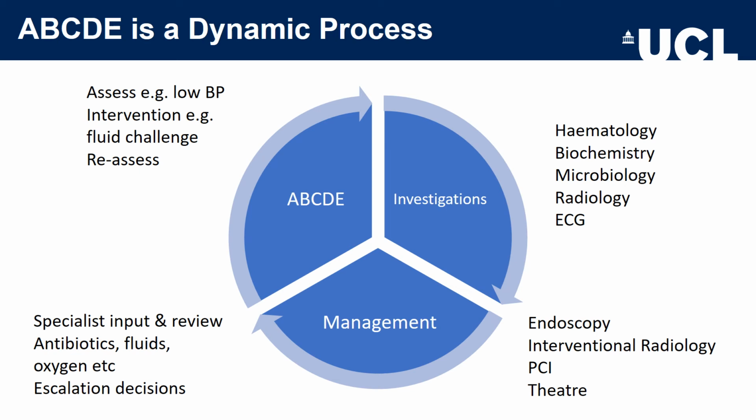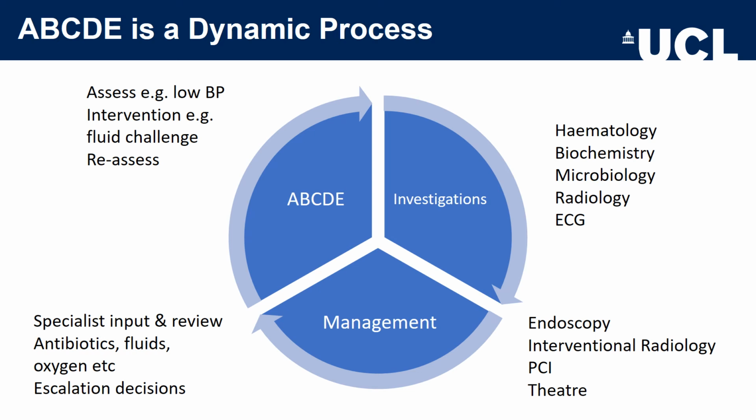So, for example, if you have a patient who's septic and they've got a low blood pressure, then assess them. Check their blood pressure, check it regularly. Has my intervention worked, such as giving a fluid challenge, and reassess. What investigations do I need? So hematology, biochemistry, microbiology, radiology, and an ECG.